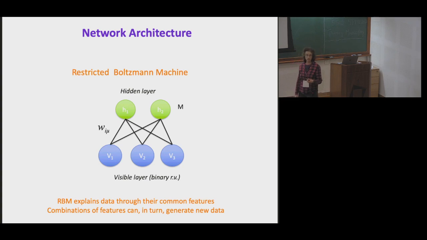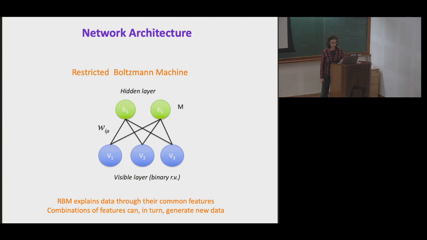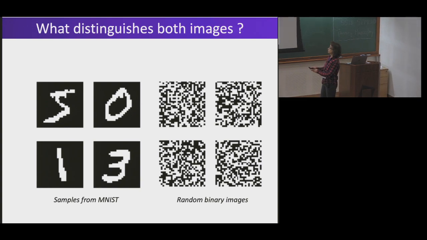And I will show you that these machines are able to explain data through their common features, and one can combine features to in turn generate new data. What we want to understand, for example, typically on the MNIST sample, is what the difference is between these digits and random binary images.